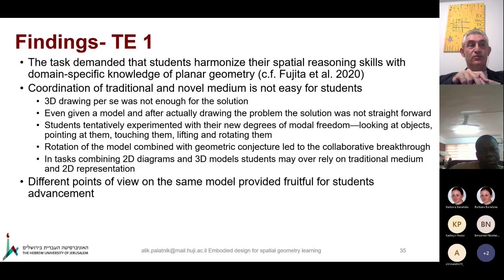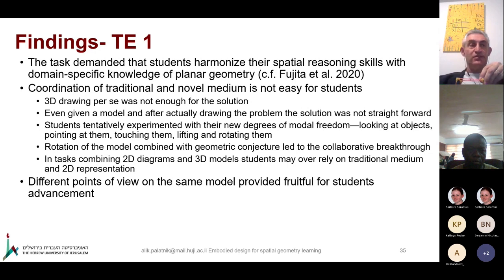3D drawing per se was not enough for the solution. Even given a model and after actually drawing the problem, the solution was not straightforward. Students tentatively experimented with their new degrees of model freedom, looking at objects, pointing at them, touching them, lifting and rotating them. So these actions and these gesticulations were not just something that kids do. No, it was an actual part of their solution.